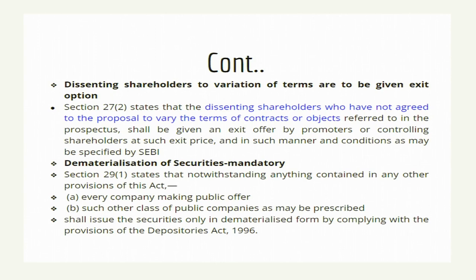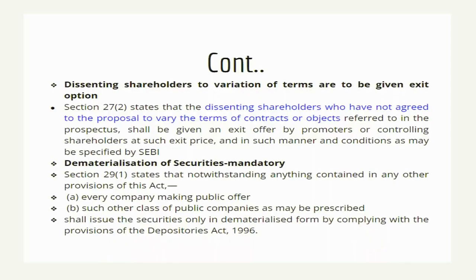Dissenting shareholders to variation of terms are to be given an exit option. Those shareholders who do not agree with these terms or the alteration, you must provide an exit option to these shareholders. That is defined in Section 27 clause 2. Dissenting shareholders who have not agreed to the proposal to vary the terms of contracts or objects, you must provide an exit option, exit price, in such manner and condition as may be specified by SEBI. First thing is that you give a scheme to exit. Second, as specified by SEBI. These two things are essential here.